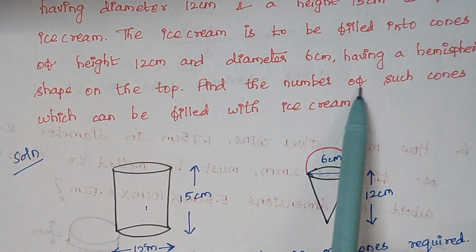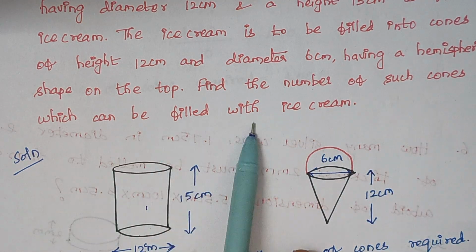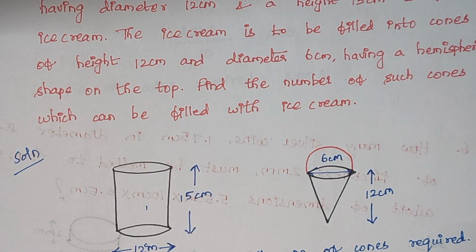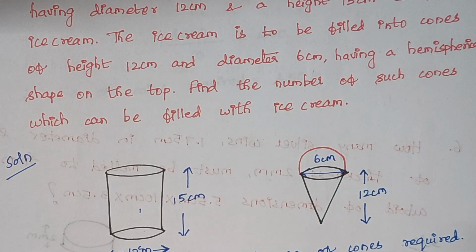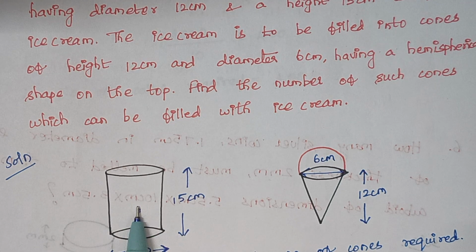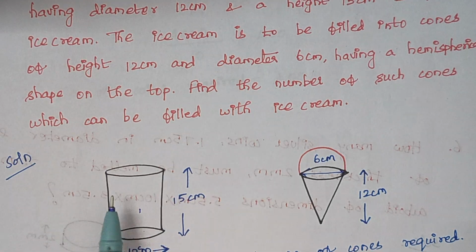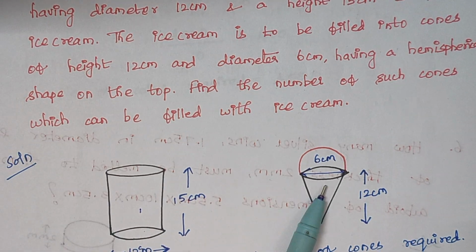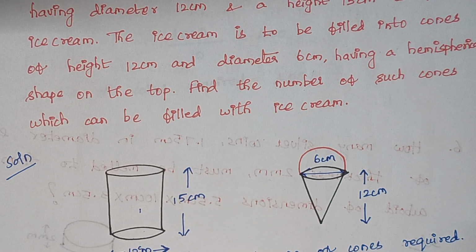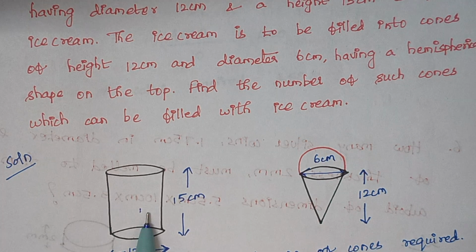Now find the number of such cones which can be filled with ice cream. So here we need to find the number of cones required to fill the ice cream which is in the cylinder, right? So now we are going to place the ice cream in the cylinder to the cones. Now we need to find how many cones do we require to finish the ice cream in the cylinder. Okay, that is the question.